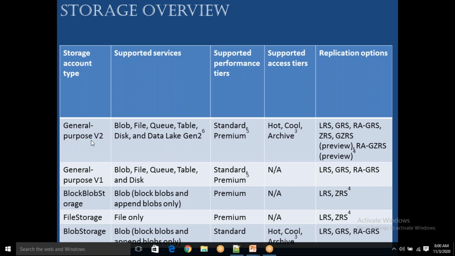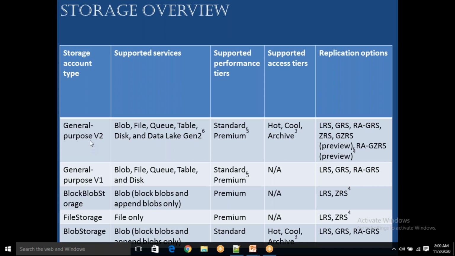You can create General purpose V2, or you can create Blob storage, and you can create General purpose V1 storage. Okay, first option. If you go with premium, you will see you can create General purpose V2, General purpose V1, Blob storage, and File storage. Okay, now let's go with the next one.